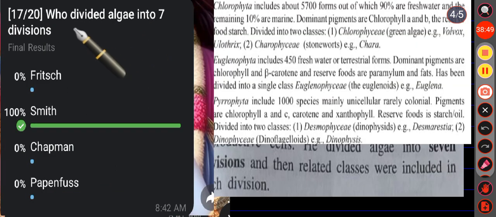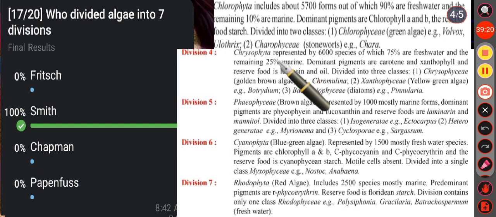Then question number 17. Who divided algae into 7 divisions? Option A Fritsch, option B Smith, option C Chapman, option D Papenfuss. Here the correct answer is option B, that is Smith. We know Smith divided algae into 7 divisions which were further subdivided into different classes. What are the divisions? First one, that is Chlorophyta, then Euglenophyta, Pyrophyta, then Chrysophyta, Phaeophyta, Cyanophyta and Rhodophyta, right? So here the correct answer is option B.